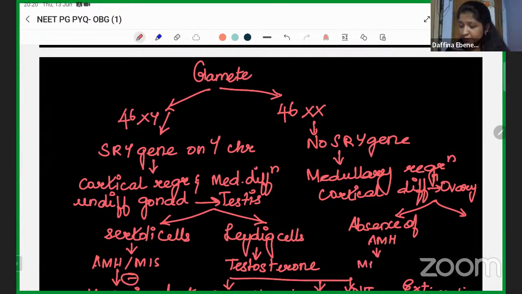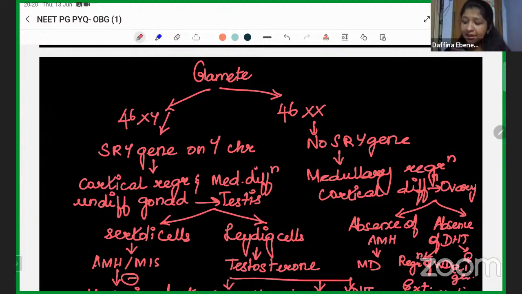So the absence of the anti-Mullerian hormone per se is going to lead to the formation of the Mullerian duct. On the other hand, there is no testosterone or dihydrotestosterone. So this is going to cause regression of the Wolffian duct and the formation of female external genitalia. Okay, it's a very simple table. Any undifferentiated gamete, it's either going to be 46XY or 46XX. Okay, so there is an SRY gene that occurs on the Y chromosome.